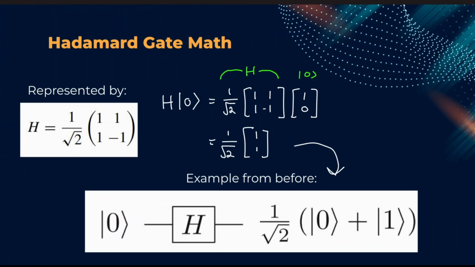And the same thing can be applied to the 1 gate. So when we apply the Hadamard gate to the 1 state, we get this. And it is pretty much the same as we saw before, except there is a sign change right here.